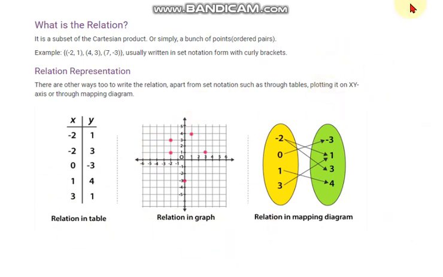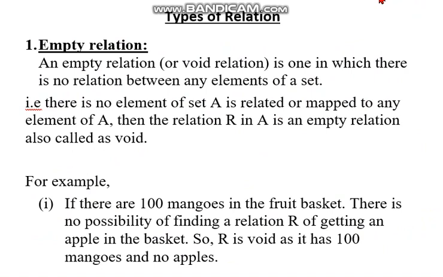Okay. Now let us move further. Now the types of relation. The first type is the empty relation. Now what is an empty relation? We all know what an empty set is. If a set does not contain any element, then it is called an empty set. But here we are talking about relations. In the same way we can say that an empty relation is one in which there is no relation between any elements of a set. That means the relation will not contain any ordered pair.